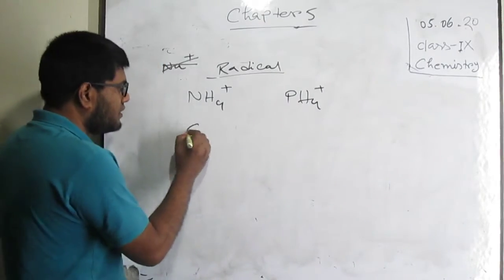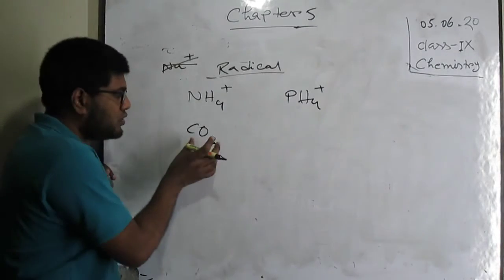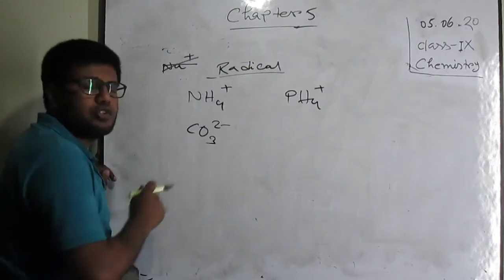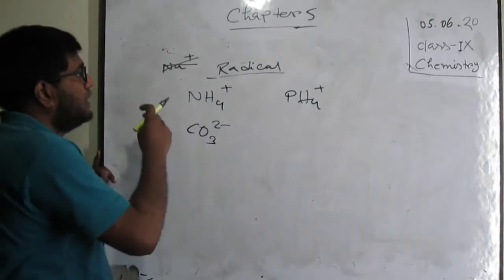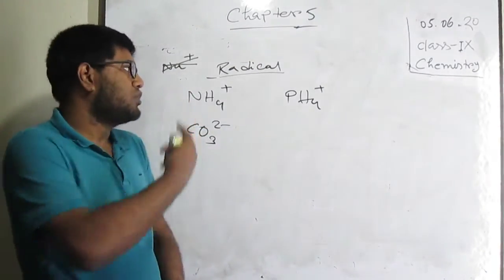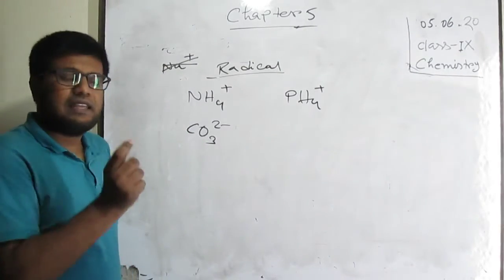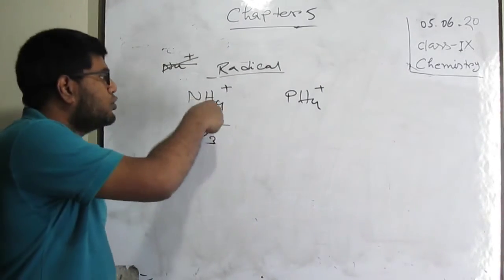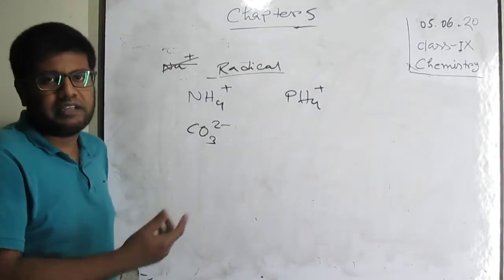Suppose see 1 atom of carbon, 3 atoms of oxygen. So this group of atoms is called carbonate. This carbonate has -2 charge. So this total combination is called a radical. So what is the difference between the valency of a single element and the charge of a radical? Yes, the main difference is that the valency of a single element is for only a single atom, but in case of a radical there is a group of atoms. They work like a single atom and it has a positive or negative charge.